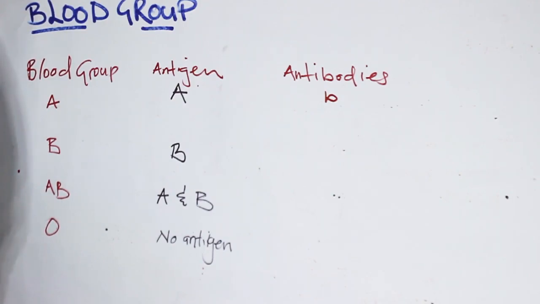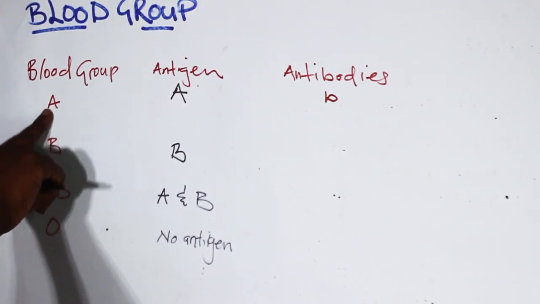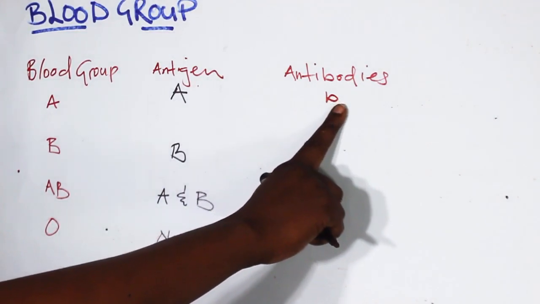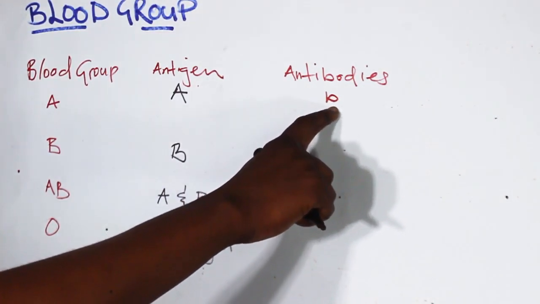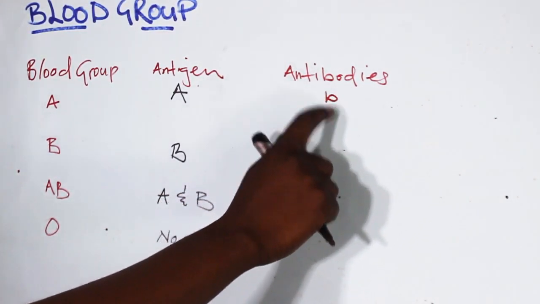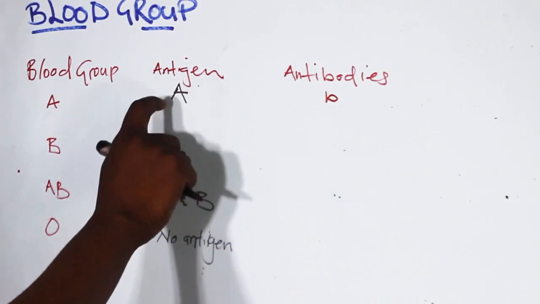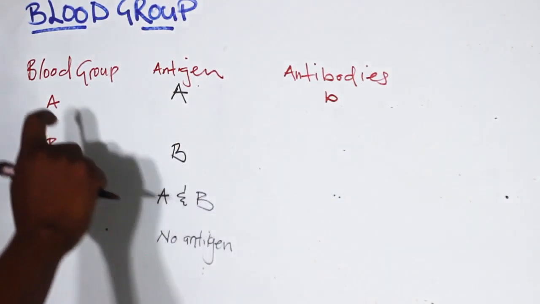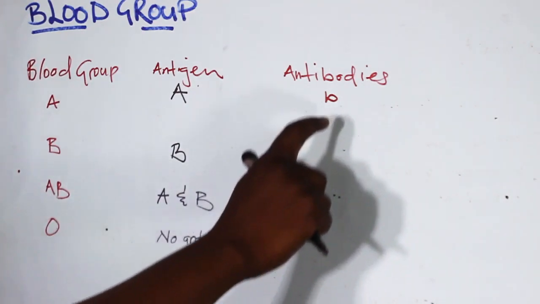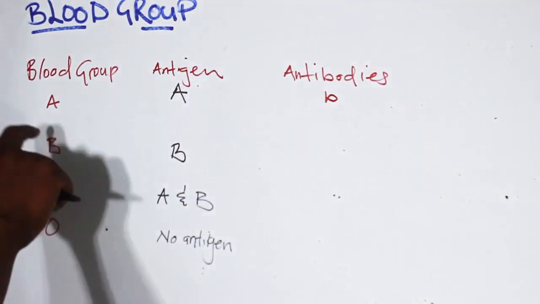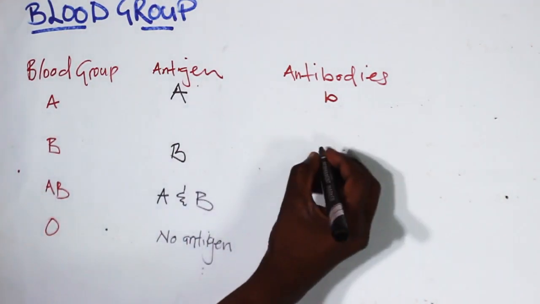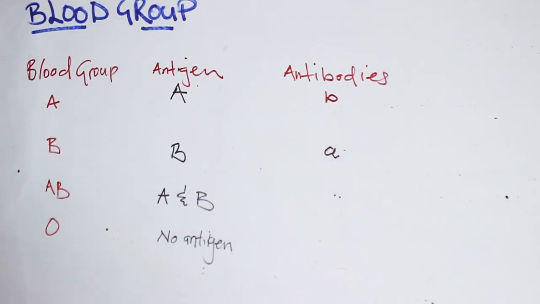That is a small letter B. So if you're a blood group A, meaning your antibody is B. Okay, small letter B. Like I said, antibodies are represented by a small letter, while antigens are represented by a capital letter. So if you are A, your antibody is B. If you are a blood group B, your antibody is A. You check again, I've indicated a small letter there.